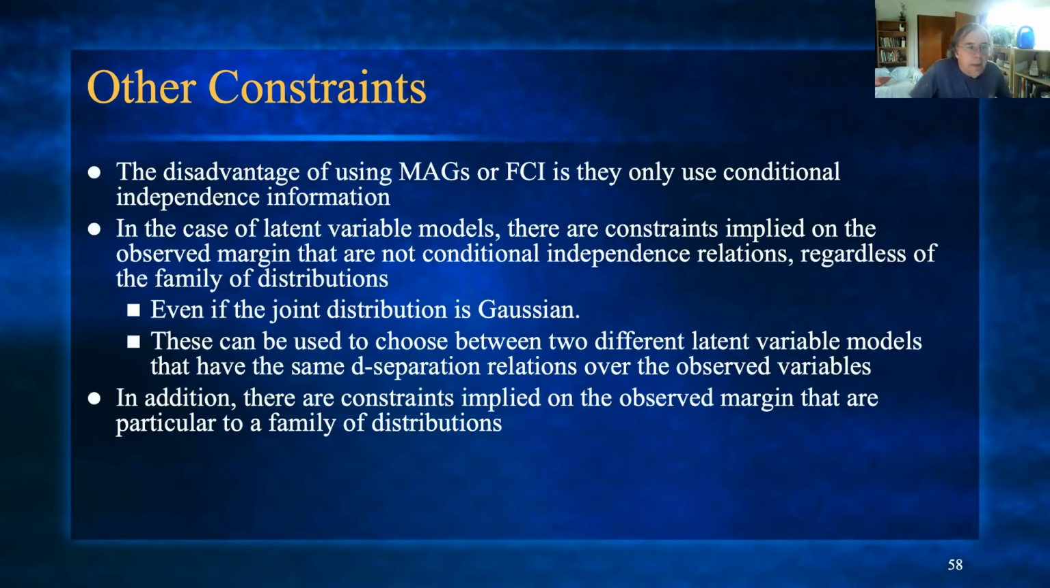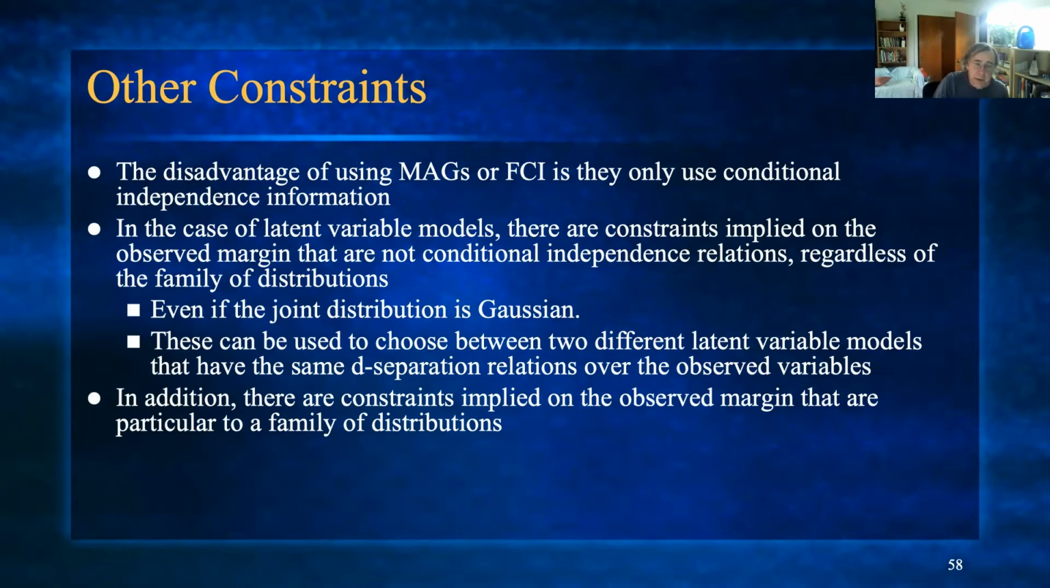Now, I mentioned the advantage of using MAGs or PAGs or FCI is that they only use conditional independence information. So we have tests of conditional independence. They can be used for many families of distributions, but it's also the case that we now have some non-parametric tests of conditional independence. And if we use those tests, then we can apply FCI quite broadly. And so that's an advantage of using only the conditional independence information.